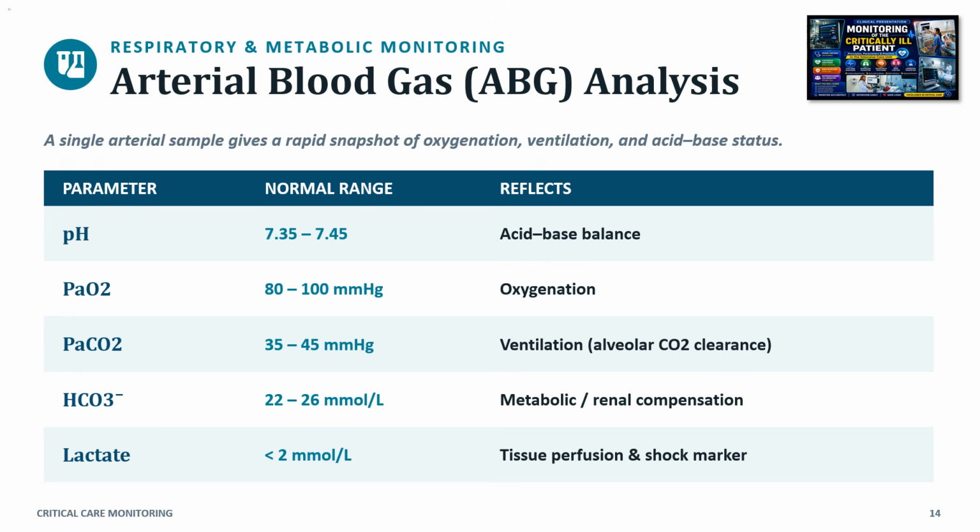HCO3 normal range, 22–26 mmol/L, reflects metabolic renal compensation. This indicates how kidneys are buffering acid-base changes. Lactate, normal range, less than 2 mmol/L, reflects tissue perfusion and shock marker. This rises when tissues lack oxygen, suggesting poor perfusion or shock.